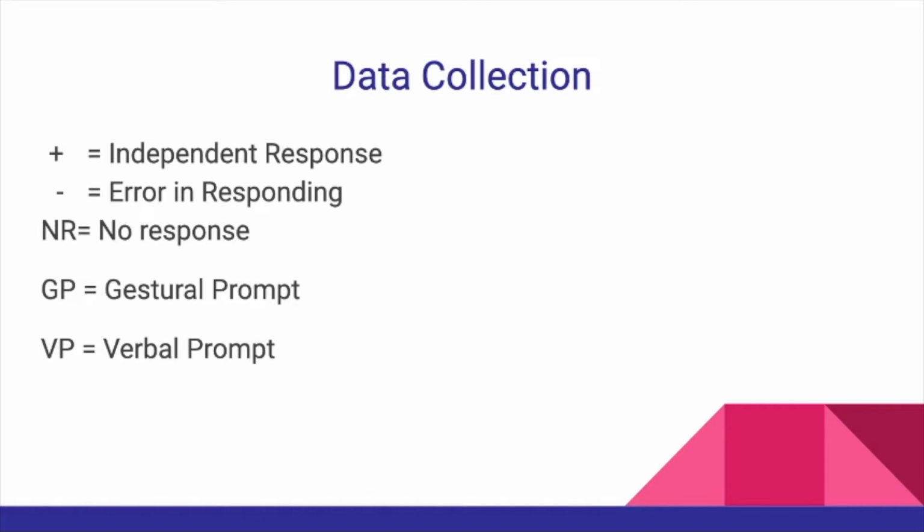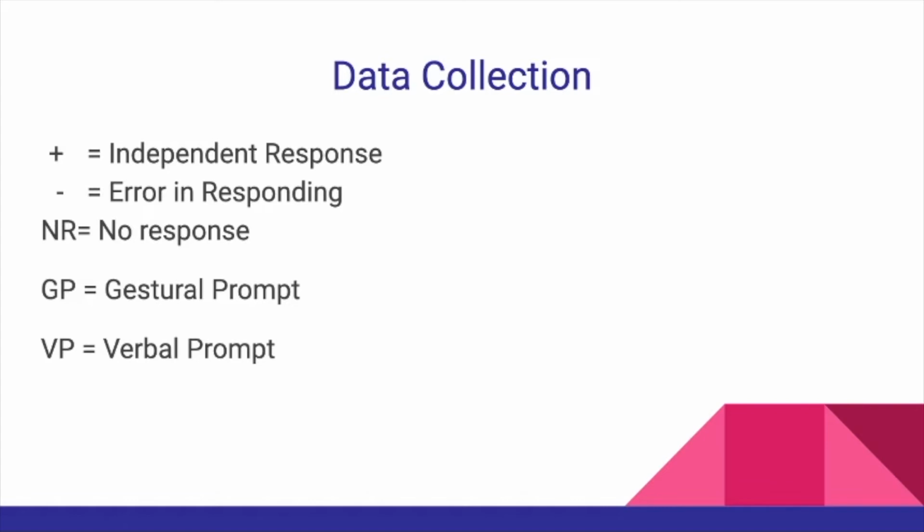There are a lot of different ways that we can take data on a tact. Sometimes for some clients, we may be looking at the frequency, so the number of tacts a client emits. Other times, we might be looking at the variety of tacts. So we want to see, are they just saying one tact over and over again, or do they have a variety of tacts in their repertoire?